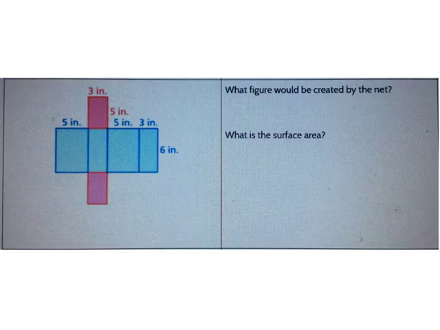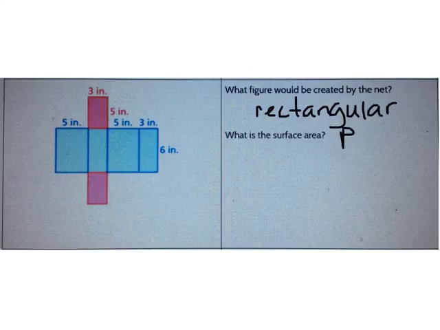Now let's do another example. What figure would be created by this net? This net shows a rectangular prism. The rectangles are the faces, and it's made of mostly rectangles. To find the surface area, I need to find the area of each rectangle and add them up.